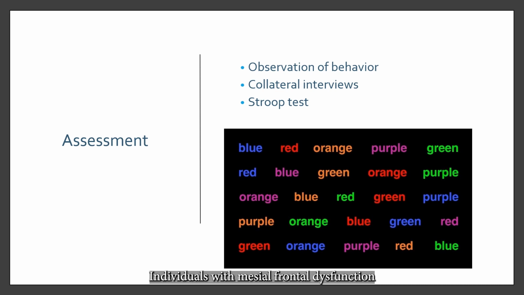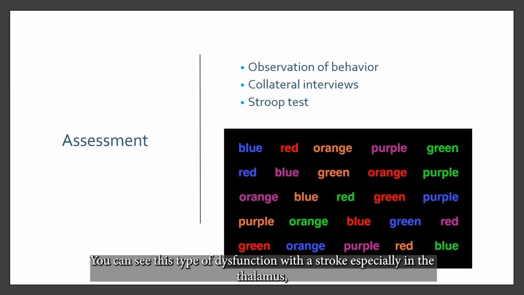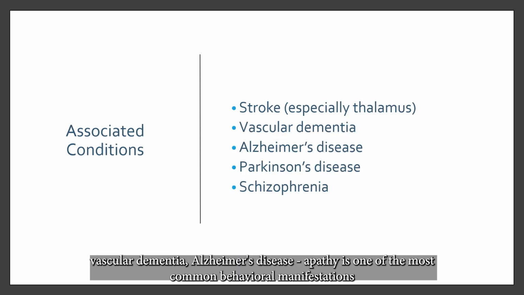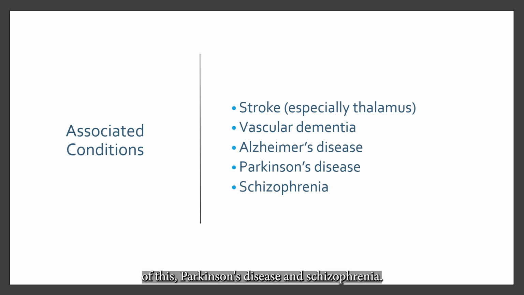Individuals with mesial frontal dysfunction have a lot of trouble attending to that task-relevant information. You can see this type of dysfunction with a stroke, especially in the thalamus. Vascular dementia, Alzheimer's disease, apathy is one of the most common behavioral manifestations of this. Parkinson's disease and schizophrenia. Lastly, we'll talk about the dorsolateral prefrontal cortex.